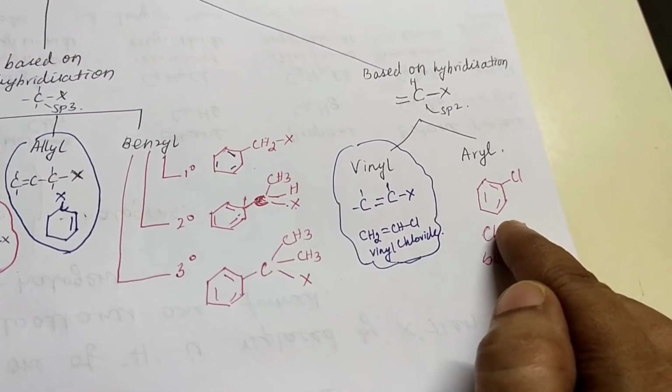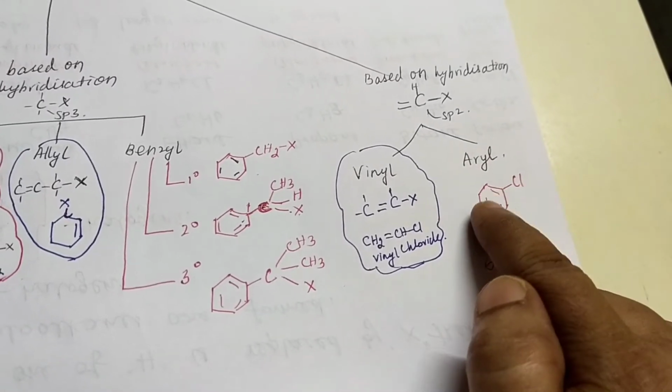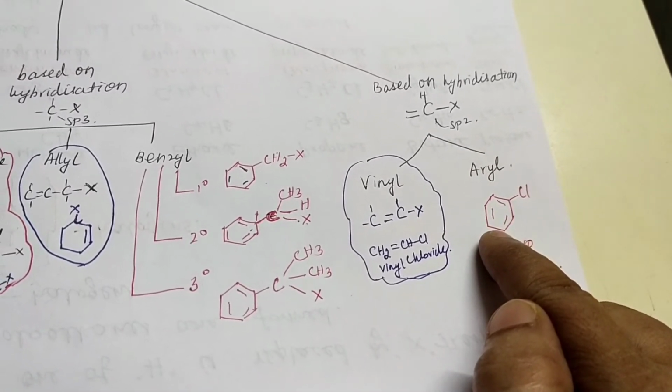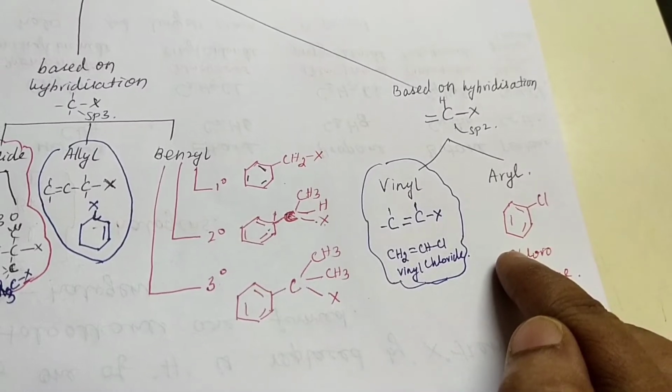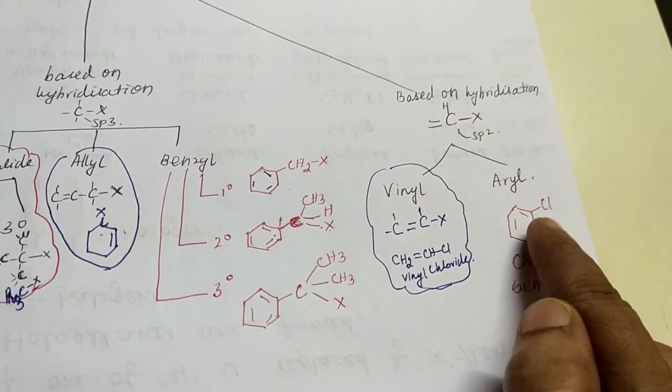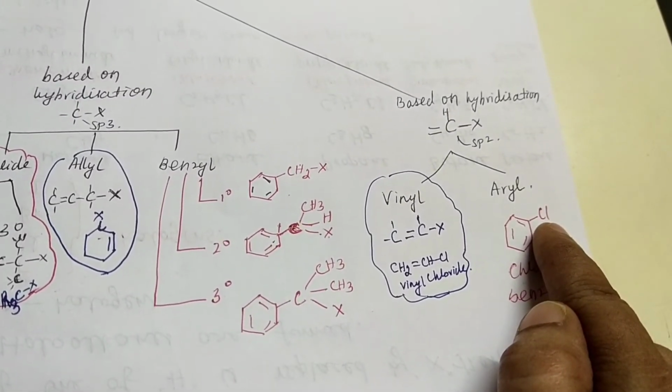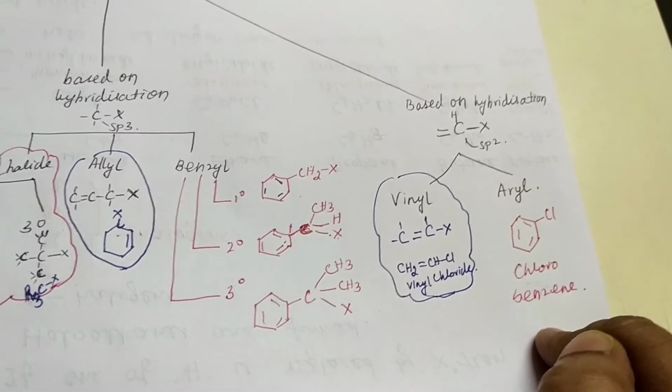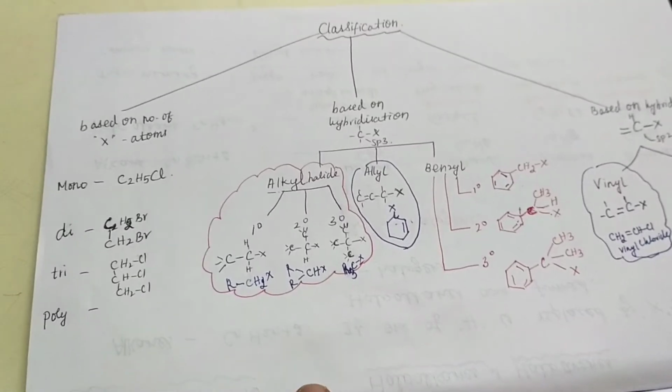The next is aryl. A halogen attached to a benzene ring is called aryl. Here I have taken the halogen as chlorine, so it is chlorobenzene.